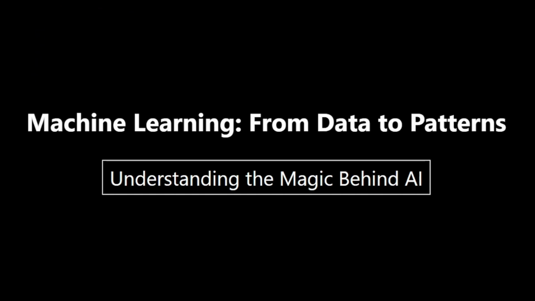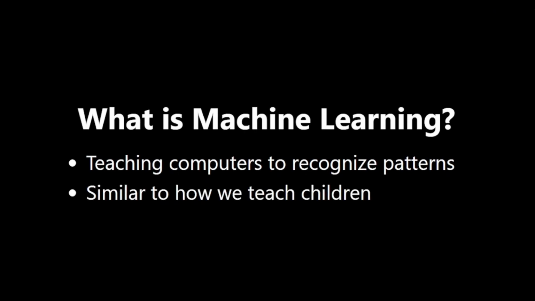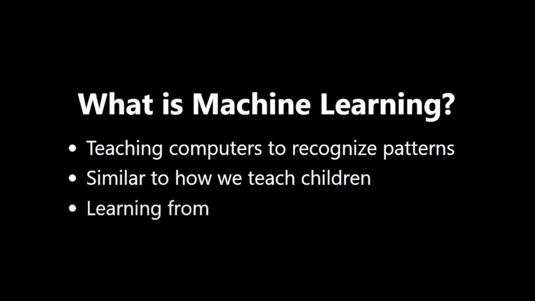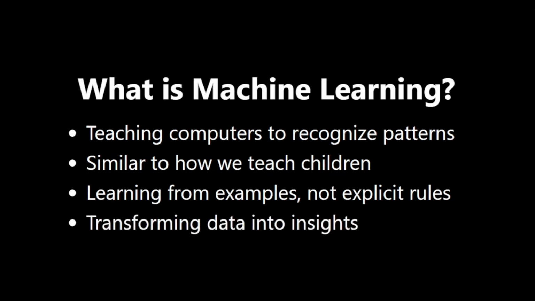What is machine learning? At its core, machine learning is about teaching computers to recognize patterns, much like how we teach children. Instead of programming explicit rules, we let the computer figure things out from examples and transform data into insights. The learning process. Let's walk through the machine learning process step by step.